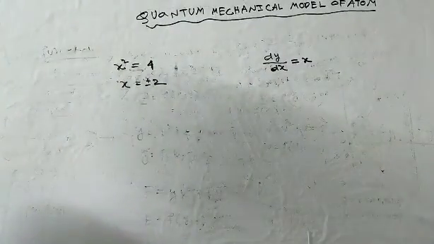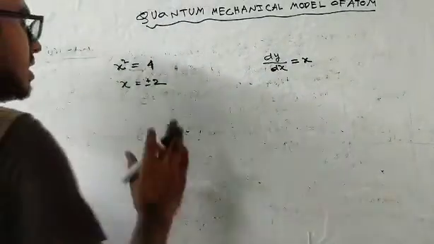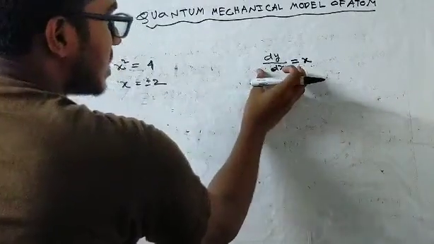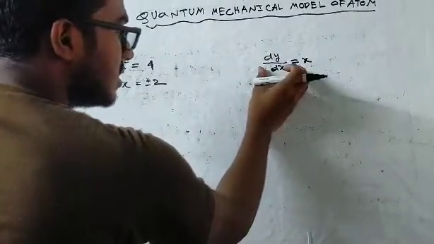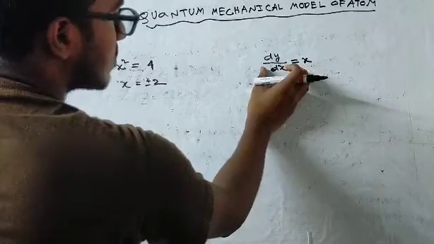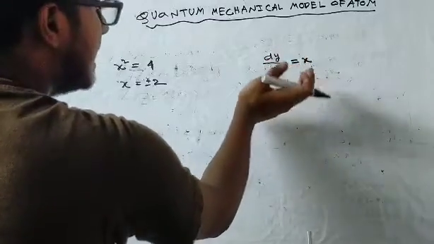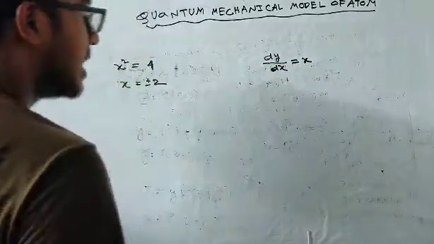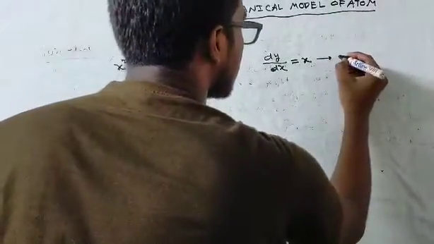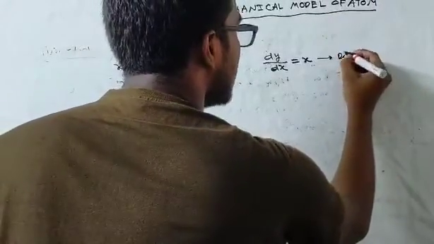Now if we look at this equation, it contains some calculus terms. That means there is some d/dx or d/dy. So that's why this kind of equation is called a differential equation.